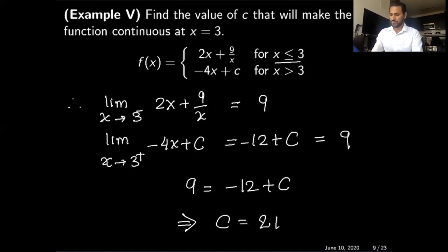As you can see, if I take c equal to 21 and plug it in here, I will have 9. Also, if I calculate the value of the function at 3, f of 3 is basically here where you have the equality sign. If I plug 3 here, I will get 9. So the left limit is 9, the right limit is 9, and the value of the function is also 9. So all these things are equal if c is equal to 21. So c equal to 21 is the right value of this constant, which will make the function continuous.